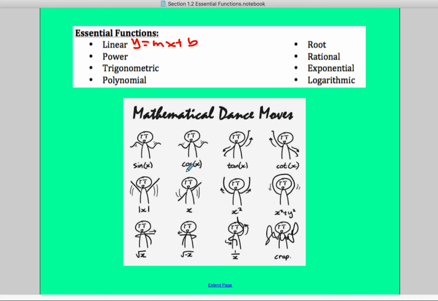Okay. Here's also our little dancing guy of a linear function. Nice straight line for our linear. A power function is just an x to some power. An x to some number. That's our function y equals.